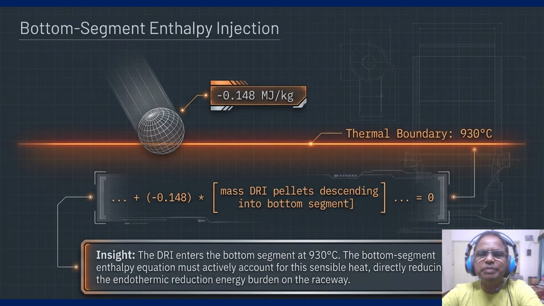We have used cheap top gas energy to heat the pellet, which means we need less expensive carbon combustion at the tuyere to achieve our final 1500 degrees centigrade molten iron temperature. This is a massive driver for the fuel rate reduction. So to see how we capture that cheap energy, we have to analyze the top segment dynamics.